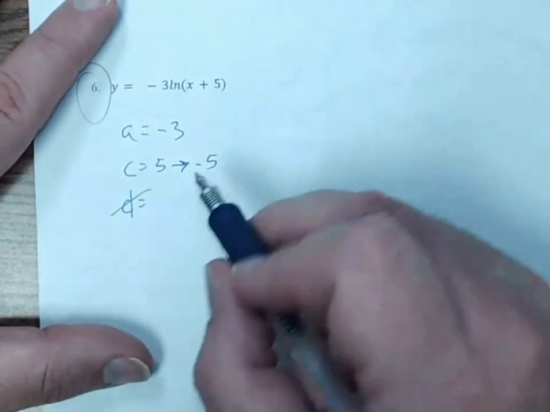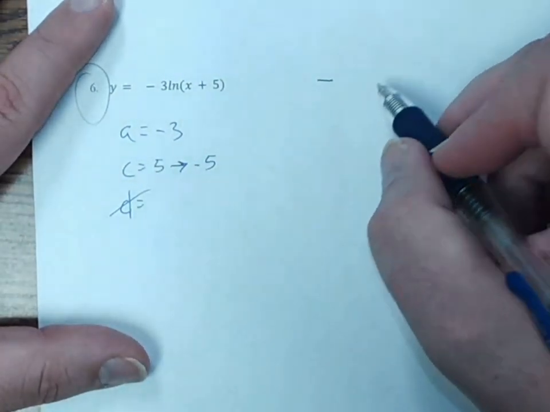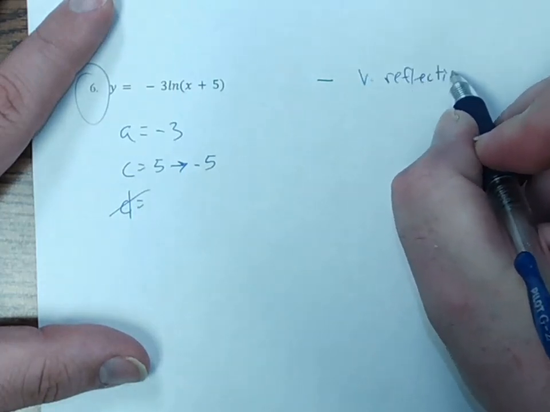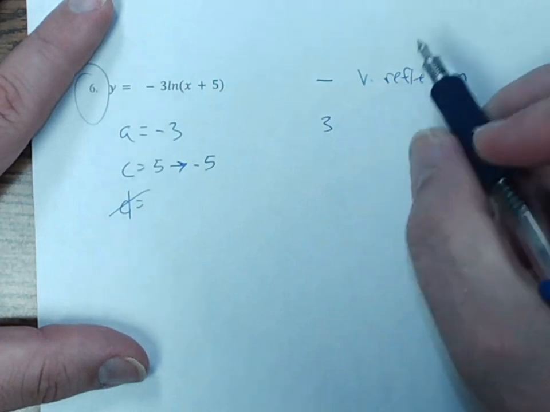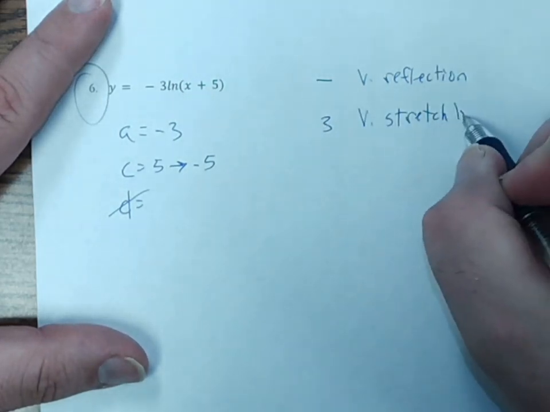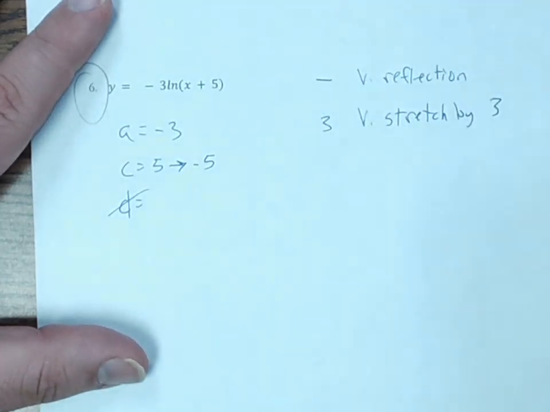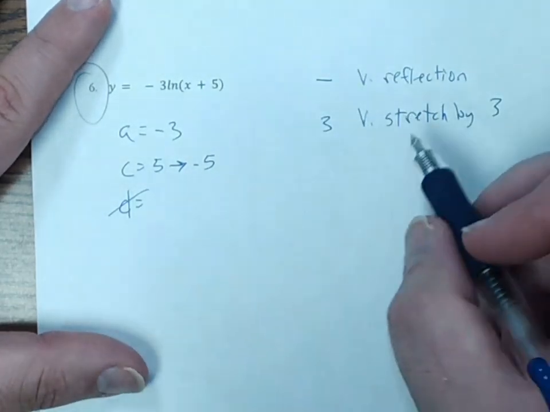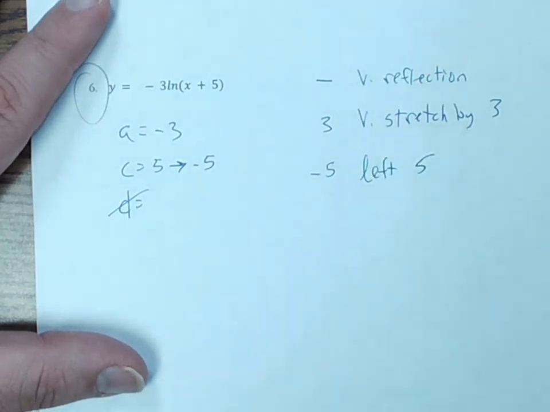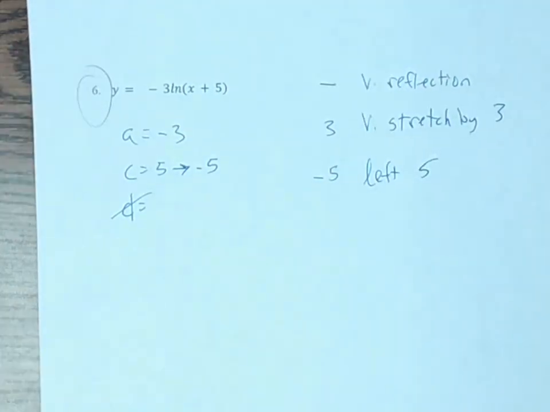Now let's interpret this. The negative part of -3 means there's a vertical reflection. The 3 part of -3 means there's a vertical stretch by 3. Remember, those two are interpreted separately. And then a C value of -5 means we're going left 5 units. And there you go.